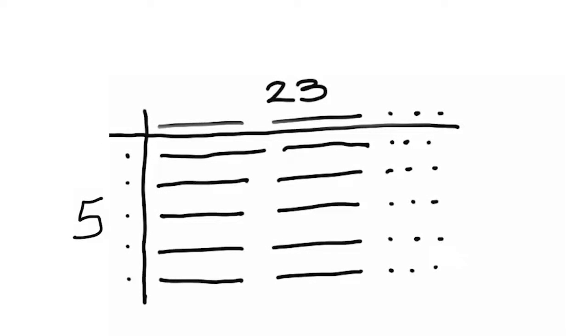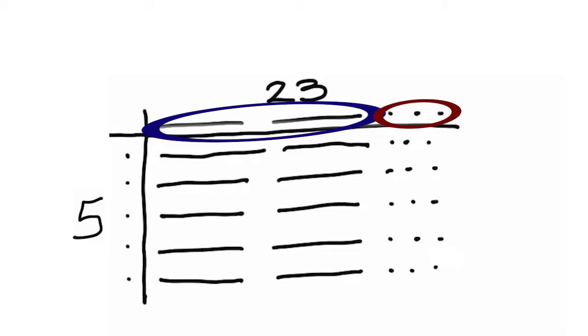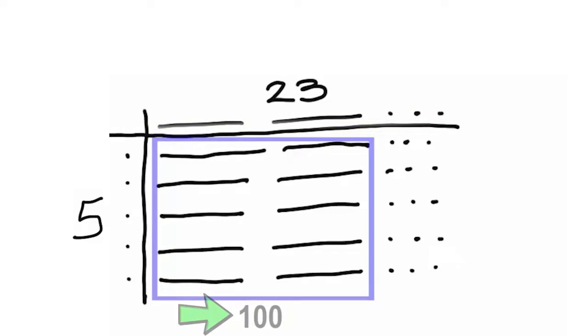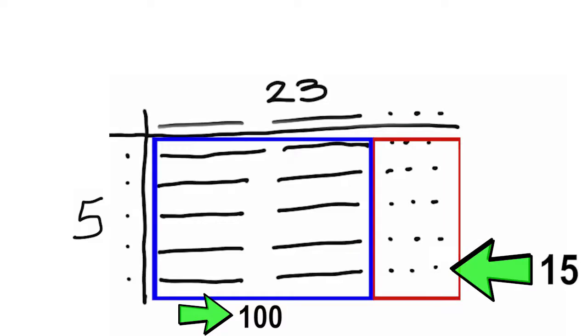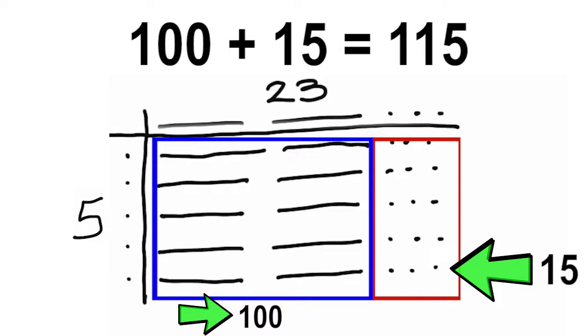Let's look at a model from our previous lesson. What is the multiplication equation this model represents? How was 23 decomposed? 2 tens and 3 ones. How was the product found? Counting the tens, then counting the ones and adding them together.